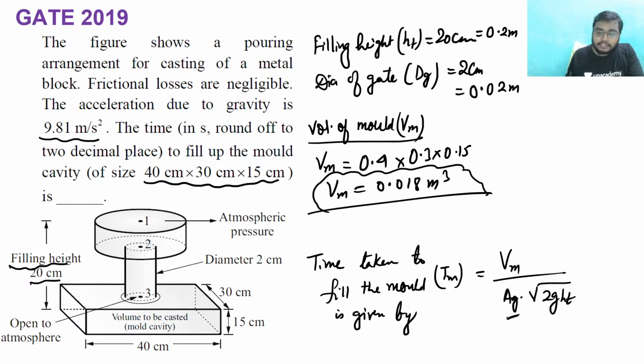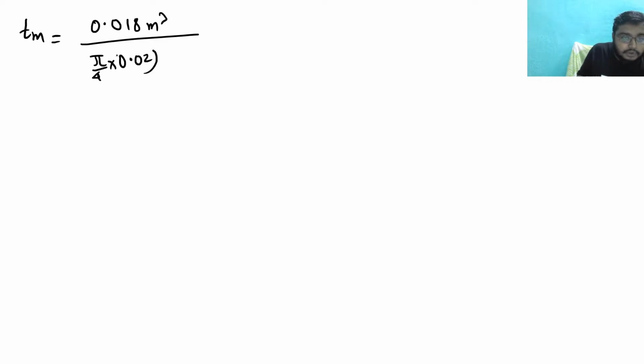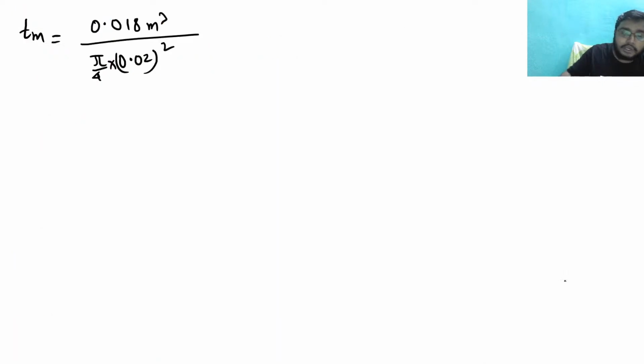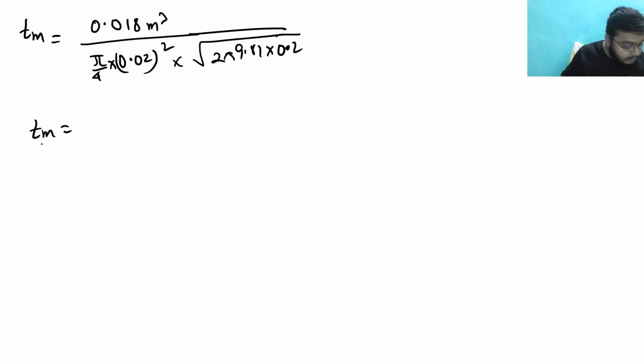Now see, Vm I know. What is Ag? Ag will be pi by 4 into dg square, the diameter of the gate. Ht you know, you just have to put these things in. So Tm is equal to Vm, that is 0.018 meter cube, divided by pi by 4 into 0.02 whole square, into root over 2 into 9.81 into 0.2. After calculating this, you will get the value.